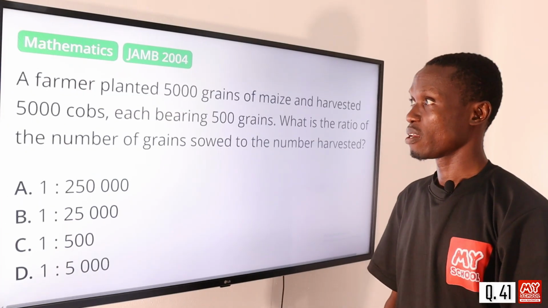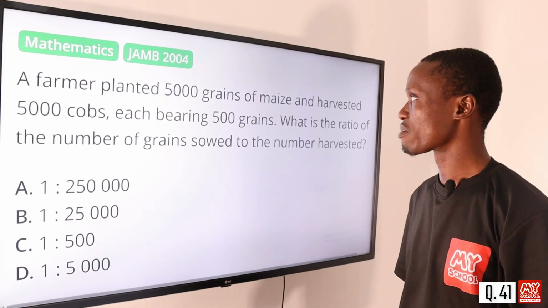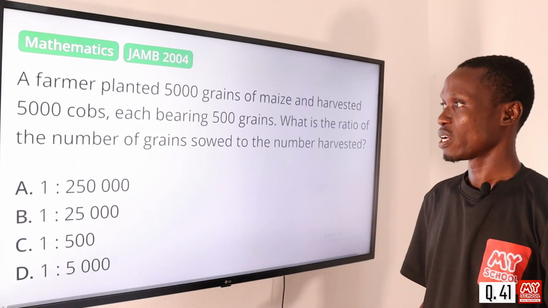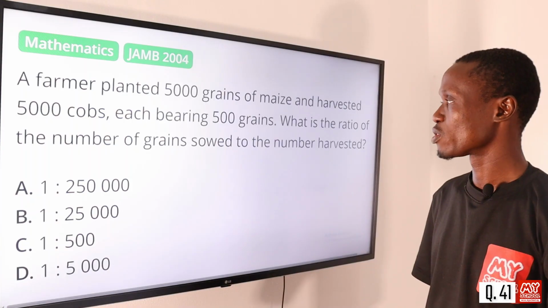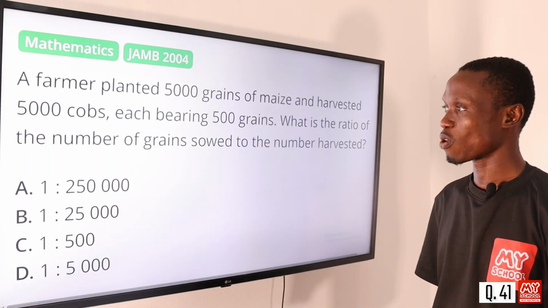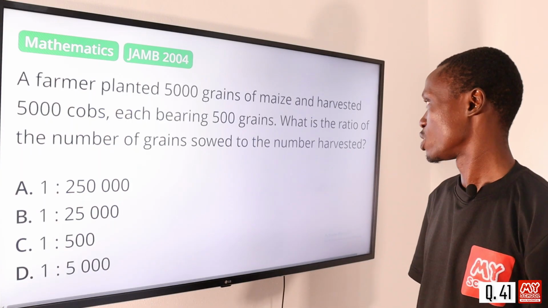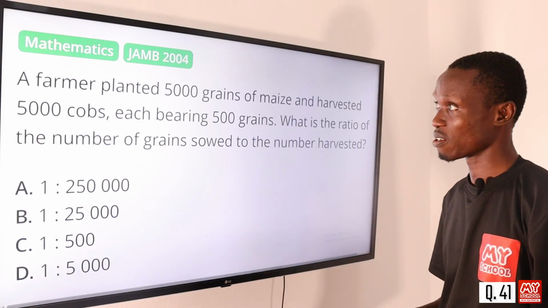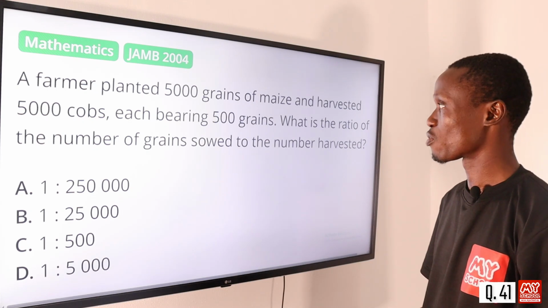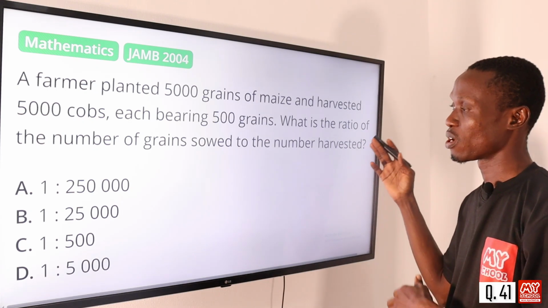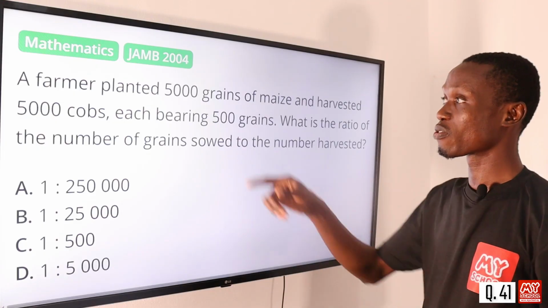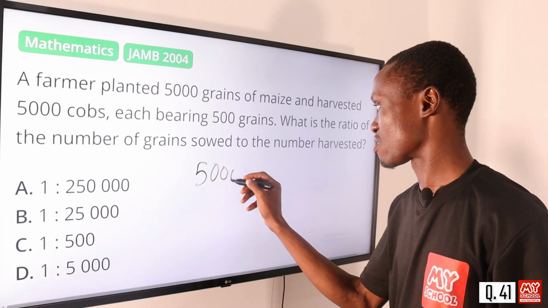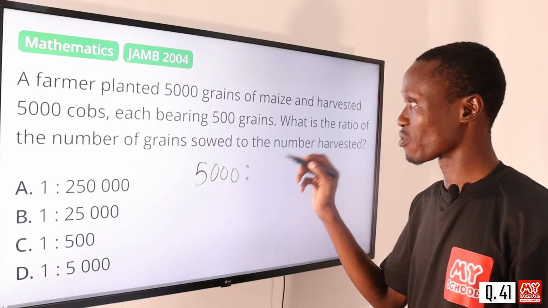Question 41. A farmer planted 5,000 grains of maize and harvested 5,000 cobs, each bearing 500 grains. What is the ratio of the number of grains sown to the number harvested? If you look at the question very well, we are told that the farmer planted 5,000 grains. In this question, we are looking for the number of grains sown. So the number of grains sown is 5,000. Let's put it here first, 5,000 representing the number of grains sown.